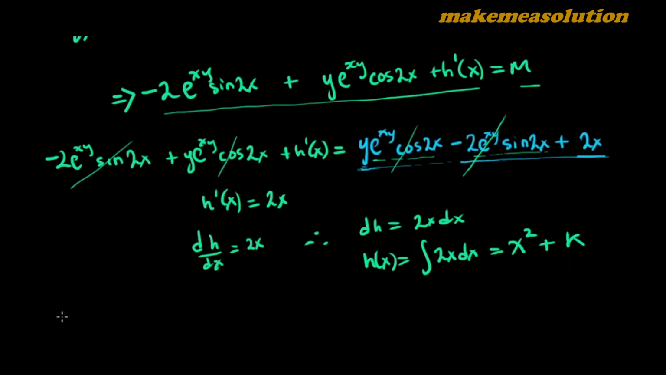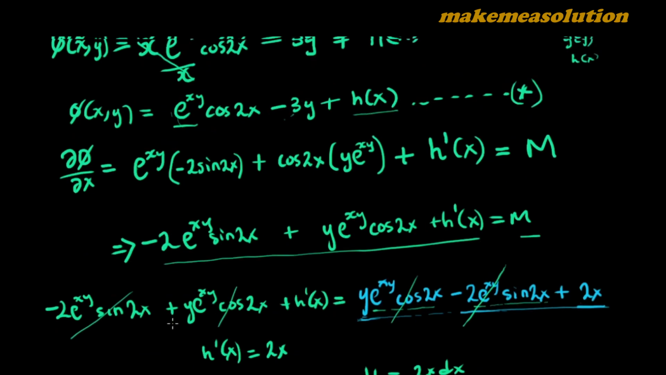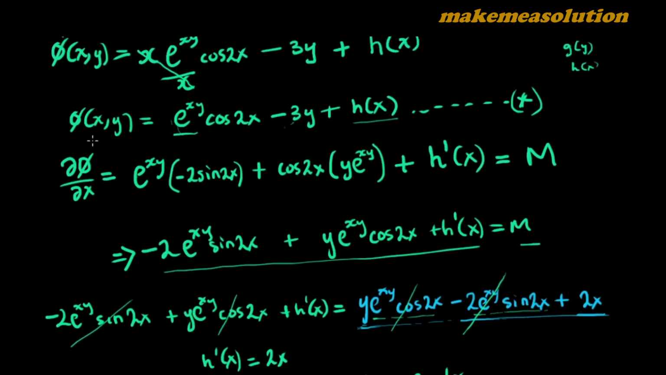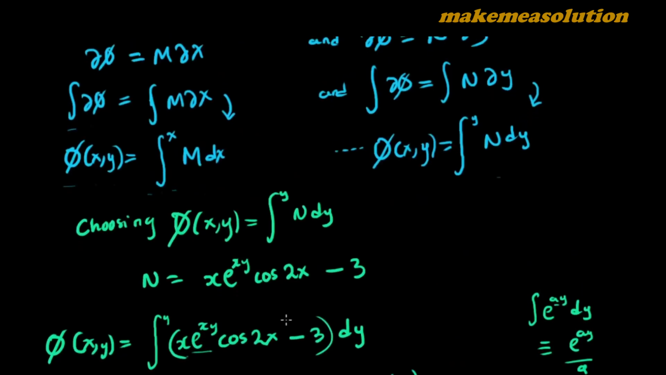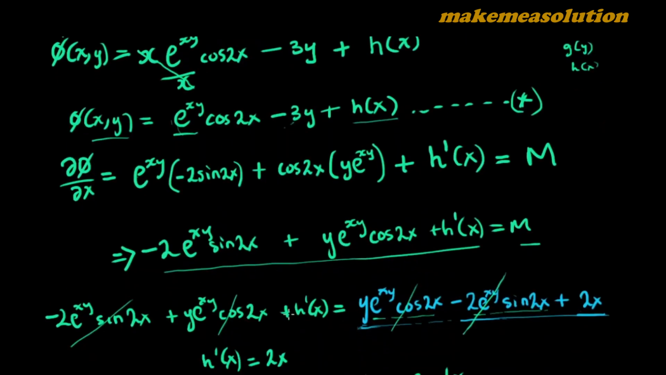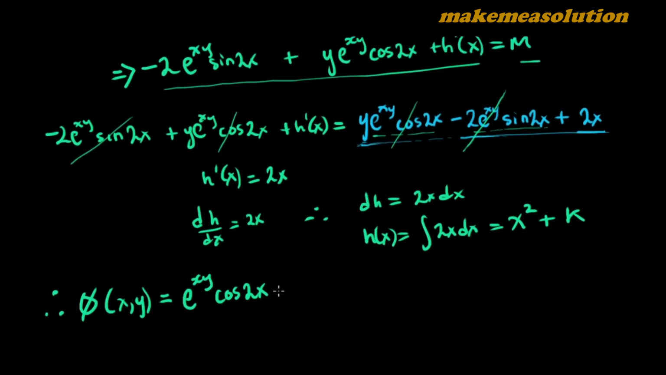Therefore we'll now refer back to the first phi of x comma y we got. So therefore our phi of x comma y is going to be equal to, according to this expression over here, exponential xy cos 2x, what is it next, minus 3y plus h of x. So minus 3y then plus h of x. So this is h of x, which is x squared plus constant.